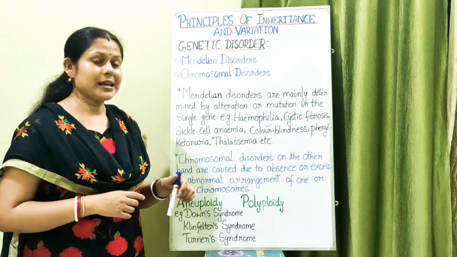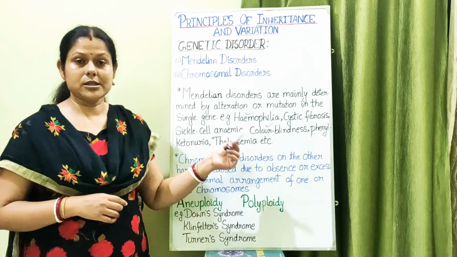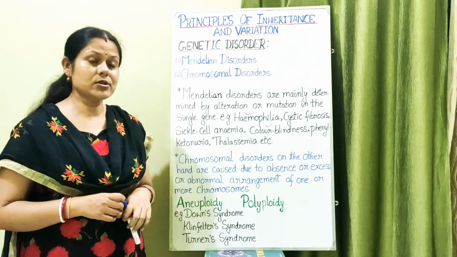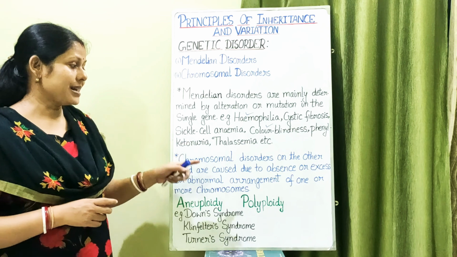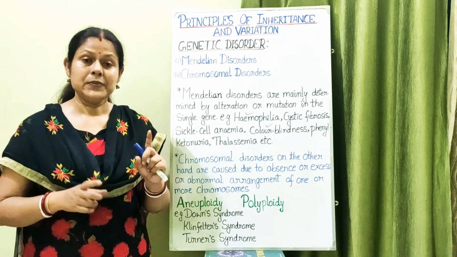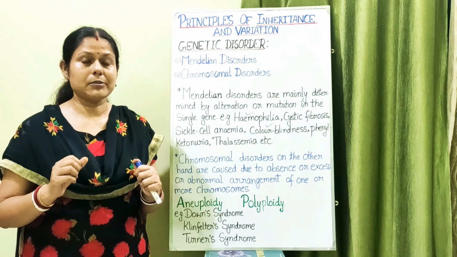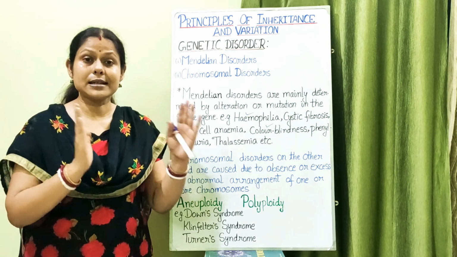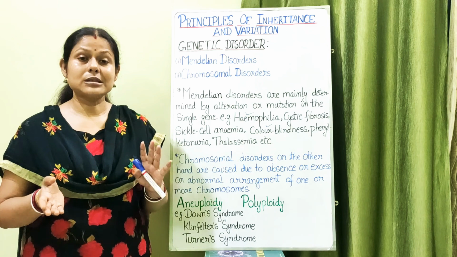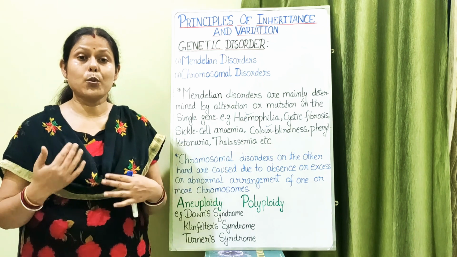Okay, so next let us move on to the chromosomal disorders. After the Mendelian disorders, mind you, chromosomal disorders are not because of a single gene, but because of a change in the number of chromosomes. It can be a change of a total set of chromosomes. When it is a total set of chromosomes, we call it polyploidy.